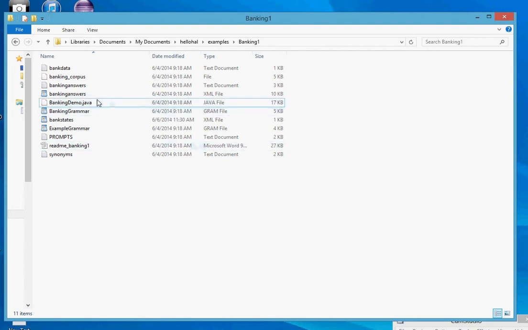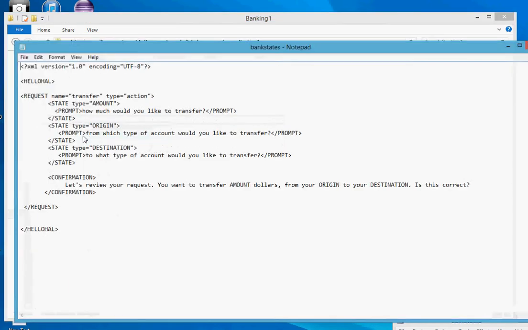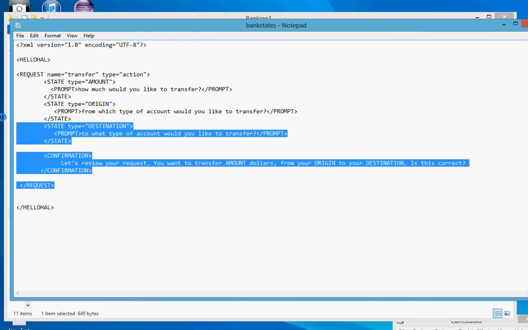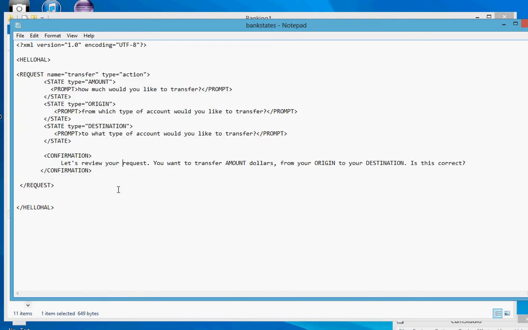So we are going to open this file that is called bank states, and this is the file that is going to drive our grammar generation. Now we're going to build a grammar automatically. I'm going to show you how. We're going to use a tool, GrammarPro. But what is required is that you first set up this file that defines an exact request. In this case, the exact request is a transfer of funds.